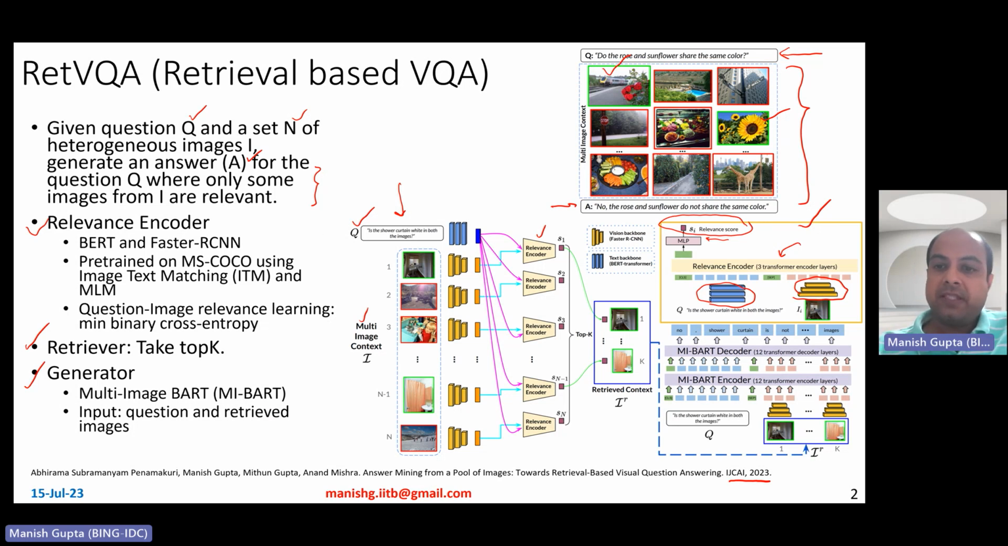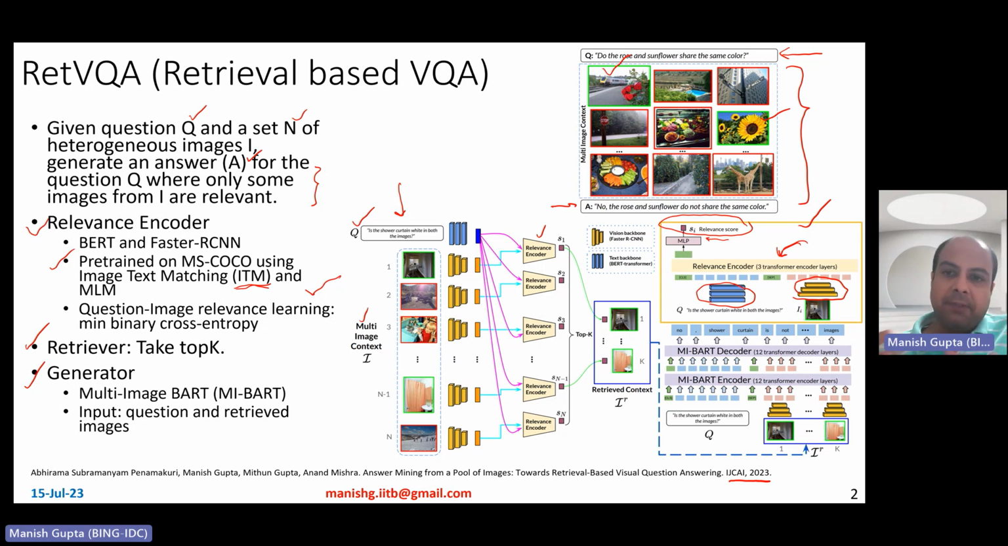Now, the transformer layers in the relevance encoder are actually pre-trained using the MS COCO data. So MS COCO is a very popular image captioning dataset. You essentially pre-train it using MS COCO data with two pre-training loss functions, the MLM, masked language modeling loss function, and the ITM, the image text matching loss function, where the idea is to predict a 1 if the image and the text are relevant to each other, or predict a 0 if they're not relevant to each other.